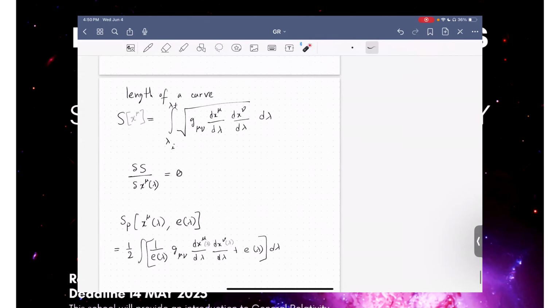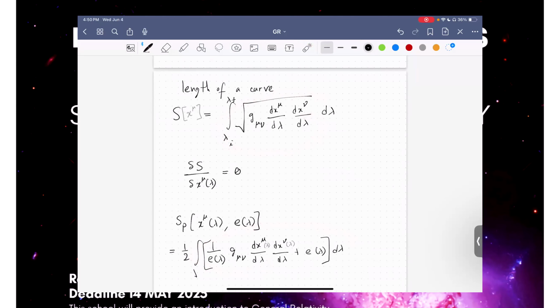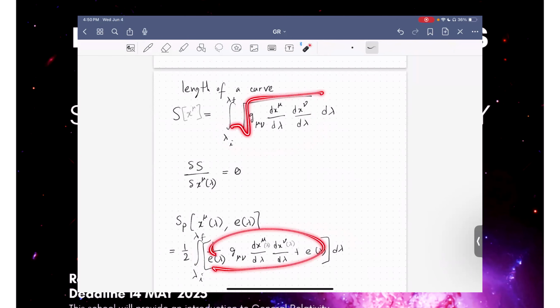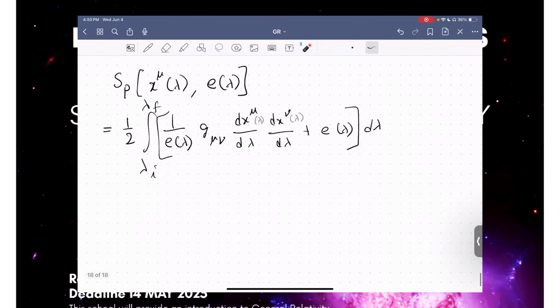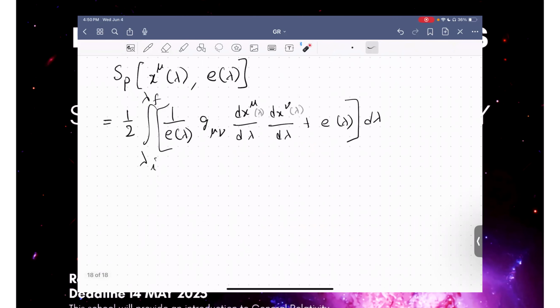So if you compare these two expressions, this and this, they're quite similar. You have the same initial and final values. Here you don't have this square root, and you have this extra factor in front of this term, and you have this extra additional term. Okay. Now, why is this function better? So this depends on two kinds of things: these x's and this new thing that I have introduced. Okay. So I can extremize this with respect to both x and e.